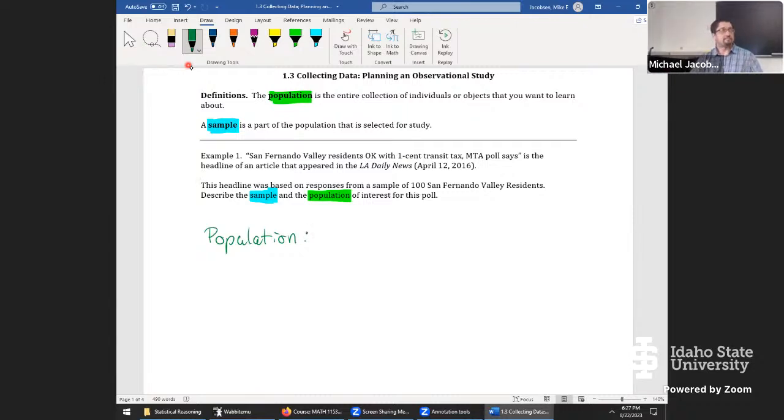Wouldn't it be the entirety of the San Fernando Valley? Or just the residents there, all of them? Exactly. I like how you said all or entirety. Those are the major things to look for when you're looking at a population. Let's go with all San Fernando Valley residents. And that's pretty much it, folks. We did it. That's our population.